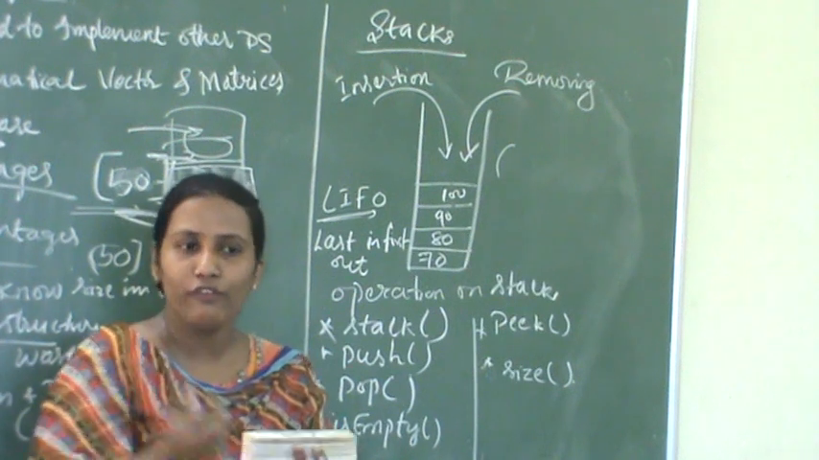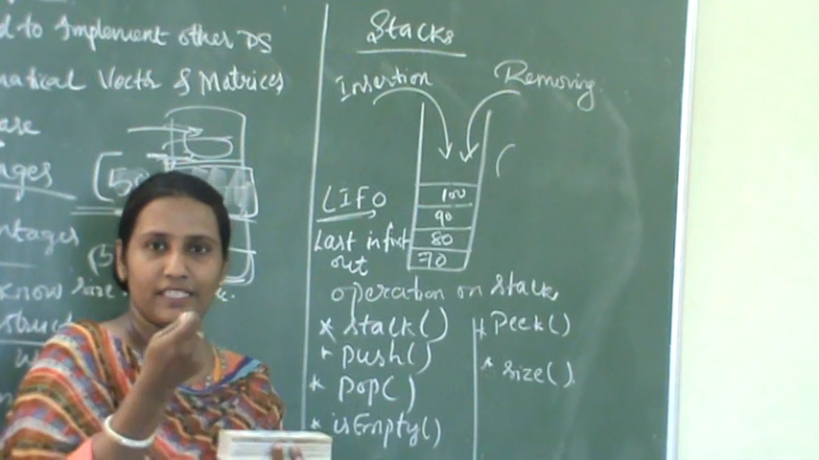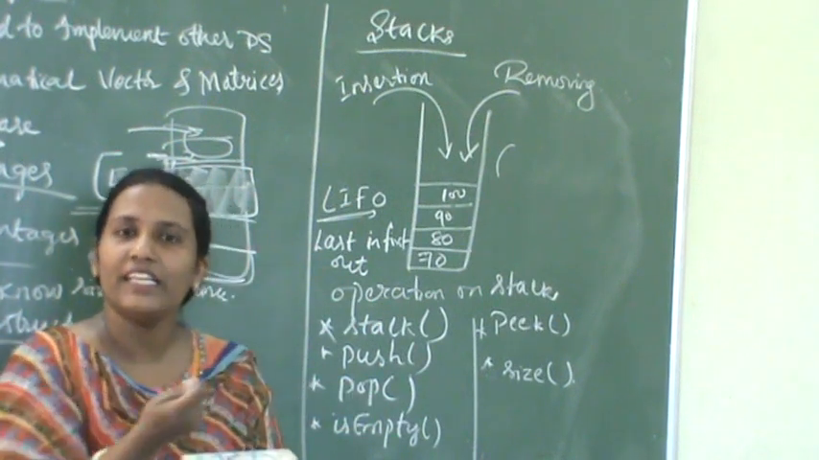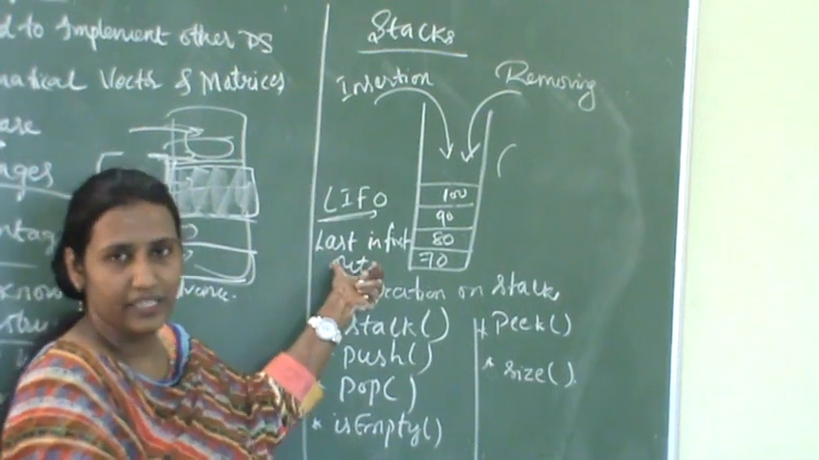So while taking, we will not take from beneath the plates. We will take from the top itself. Does it not mean the last one we have kept is the one we take first as the first removal? That is called the last in first out data structure.